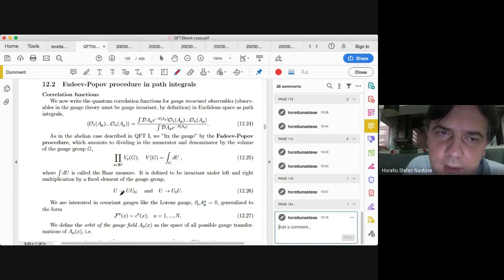Now, how do we integrate over these gauge transformations? Well, in the case of Yang-Mills, the correct integration measure is one that is defined formally as dU, but what it means is that it has to be invariant both from the left and from the right by multiplication with a fixed element.